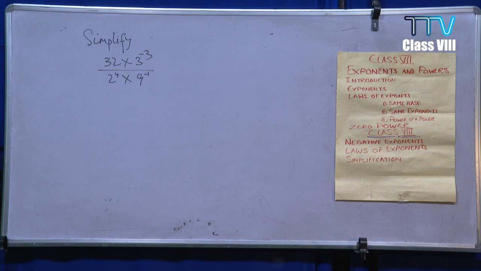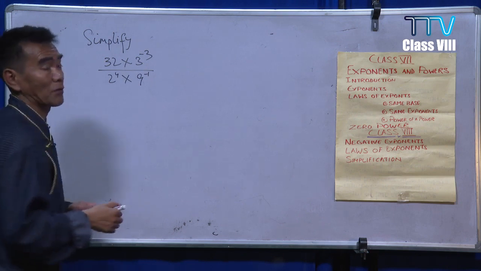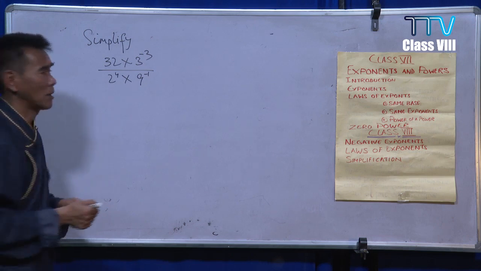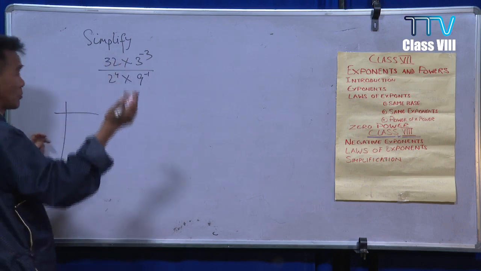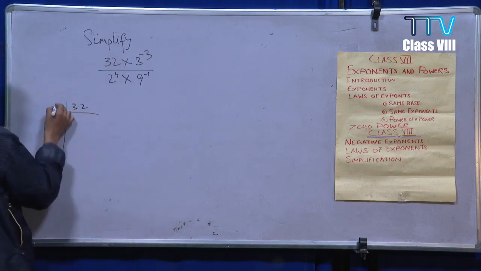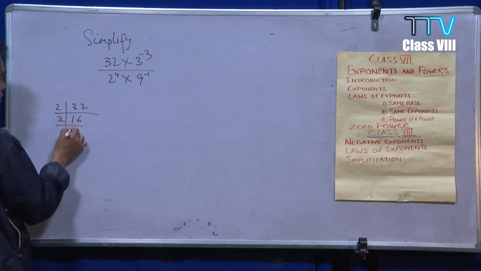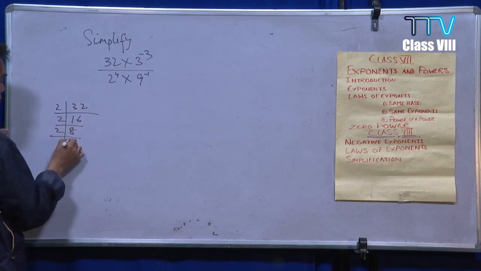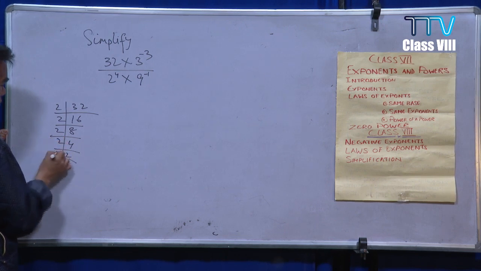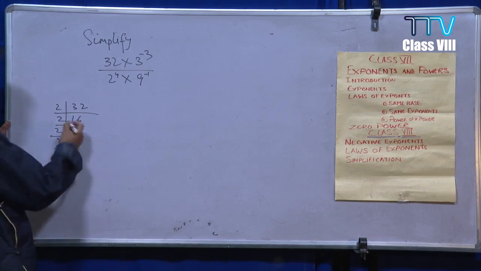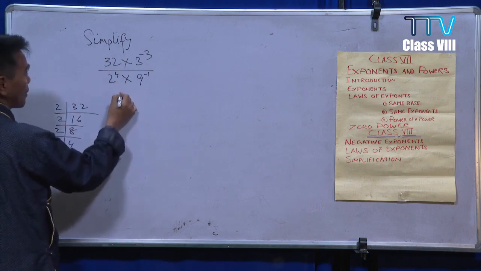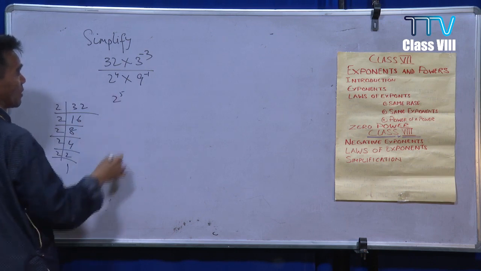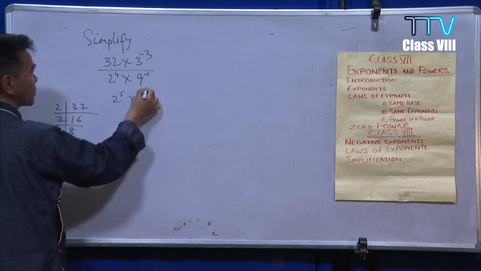We need to write everything in prime factor power notation. 32 as a prime factor: 32 divided by 2 is 16, 2 8s, 2 4s, 2 2s, and 2 1s, so 32 equals 2 raised to power 5. So we write 2 raised to power 5, multiplied by 3 raised to power negative 3.